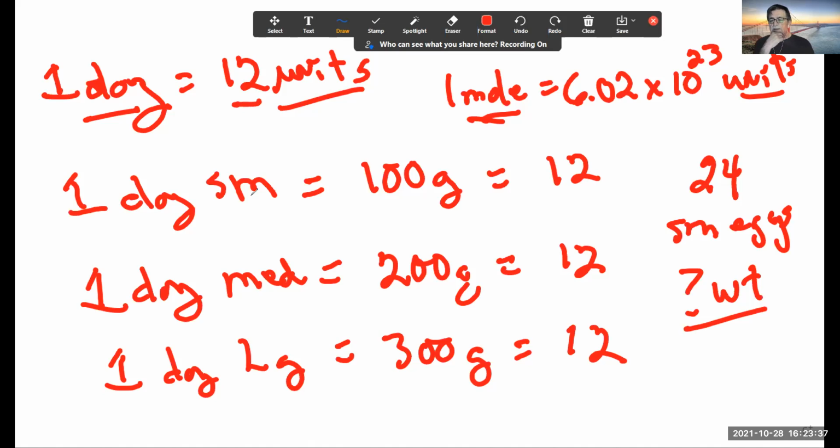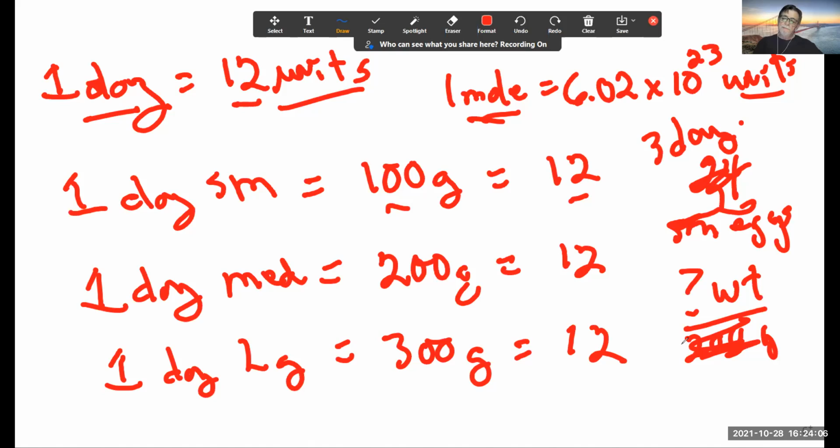Well, let's think about that. If 12 weigh 100 grams, it stands to reason that twice that will weigh 200 grams, right? Of course. Another way to say that is, if I had 3 dozen of the small eggs, what would be their weight? Got 3 dozen small eggs. How much do they weigh based on the data you got there?